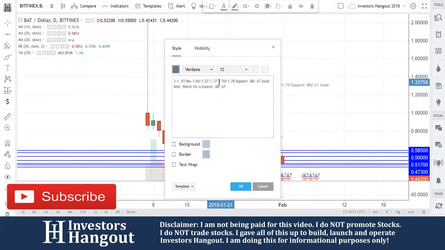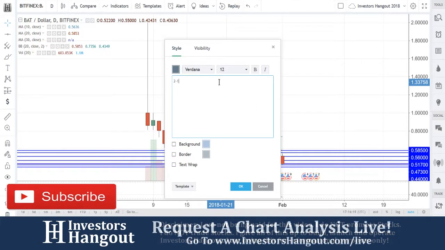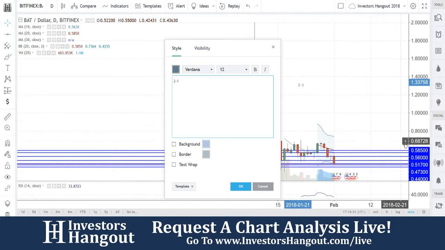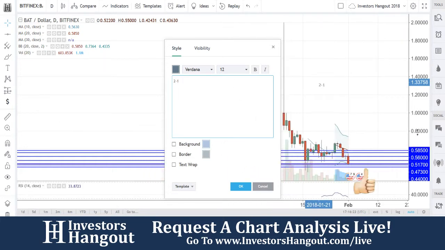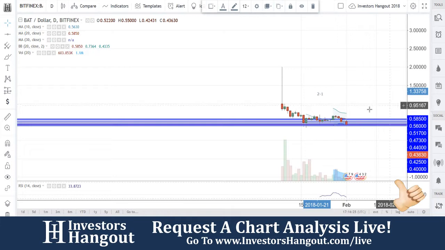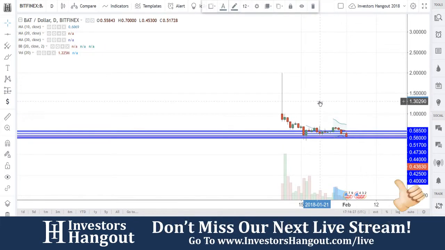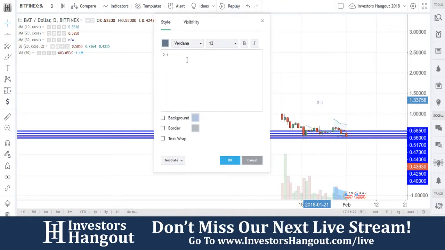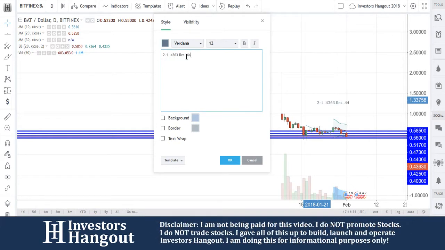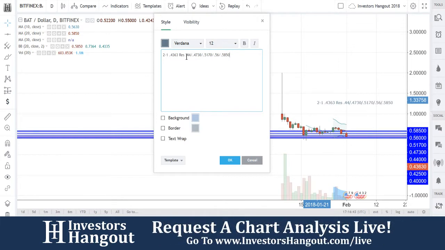So let's go ahead and add in our notes here. Add in that note. There we go. You guys are currently traded at 43.63. You guys are going to have your resistance levels at 44, 47.30, 51.70, 56, and then 58.50. That's going to be the top 20 and 30-day simple moving average.